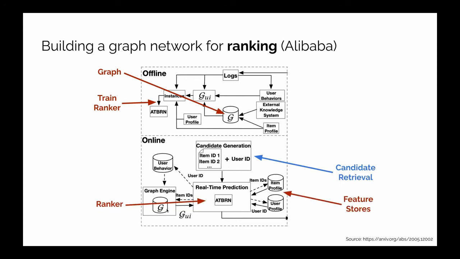And then with the candidates, you can see that they're using the feature stores, the item profiles, and the user profiles to augment the data, and then they rank it. And of course, at the end, there are the recommendation results, and they log whether the user clicks on it or not. And of course, these logs are then used in the offline system as well, to train the candidate retrieval models as well as their ranker.